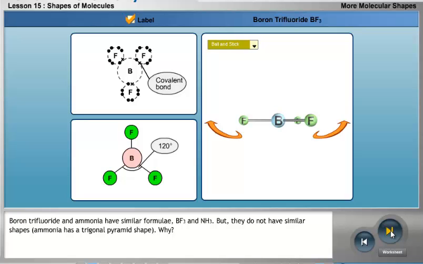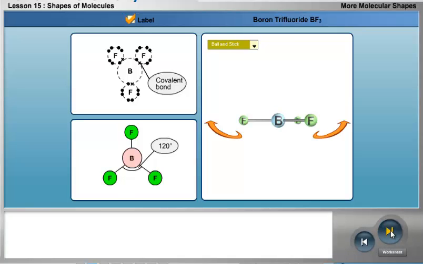Boron trifluoride and ammonia have similar formulae, BF3 and NH3. But they do not have similar shapes. Ammonia has a trigonal pyramid shape. Why? Answer: boron trifluoride does not have a non-bonding pair of electrons, while ammonia does.